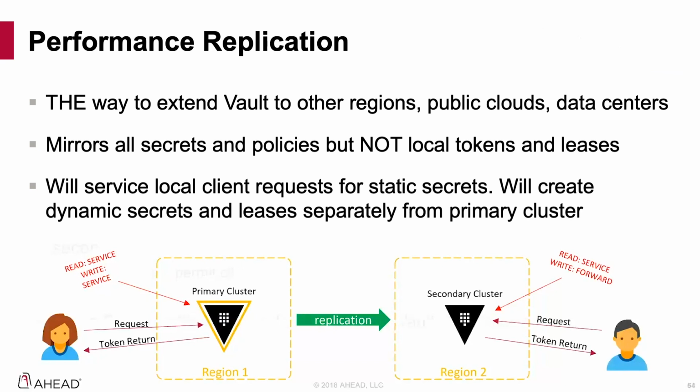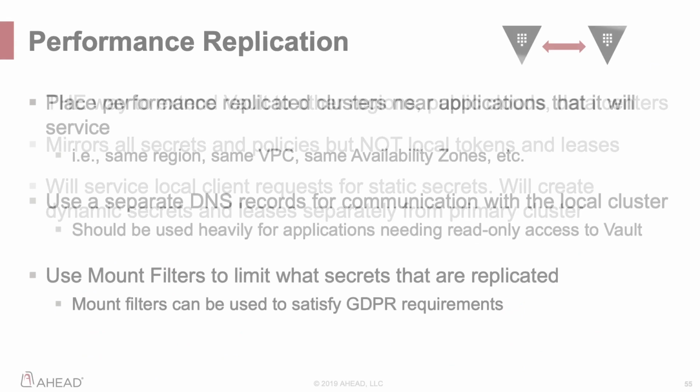And when I say token, it can be a token, it can be dynamic credentials for a database or AWS or Azure or whatever. The local server will service the local clients. Performance replication requires Enterprise Premium, so the highest license of Vault.